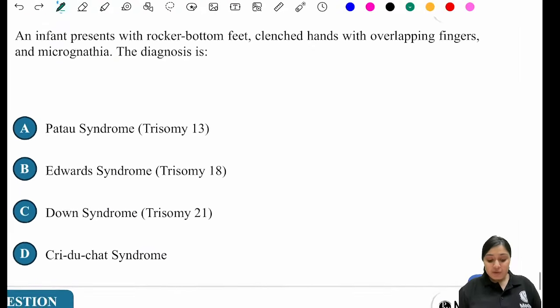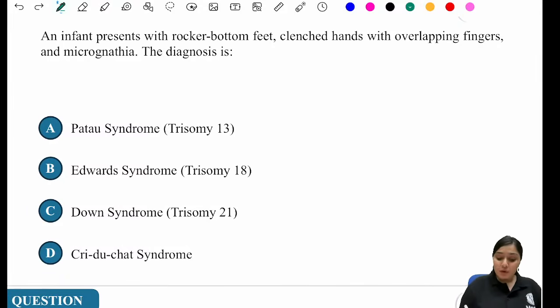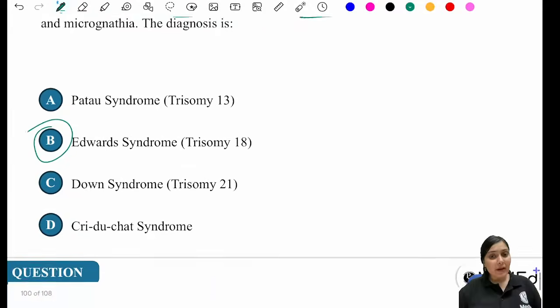A genetics question. I have an infant with rocker bottom feet, clenched hands, overlapping fingers, micrognathia. What is this? Patau syndrome, trisomy 13, Edwards syndrome, Down syndrome, or Crigler-Najjar syndrome? Rocker bottom feet, clenched hands, overlapping fingers, micrognathia. Very typical of Edwards syndrome.